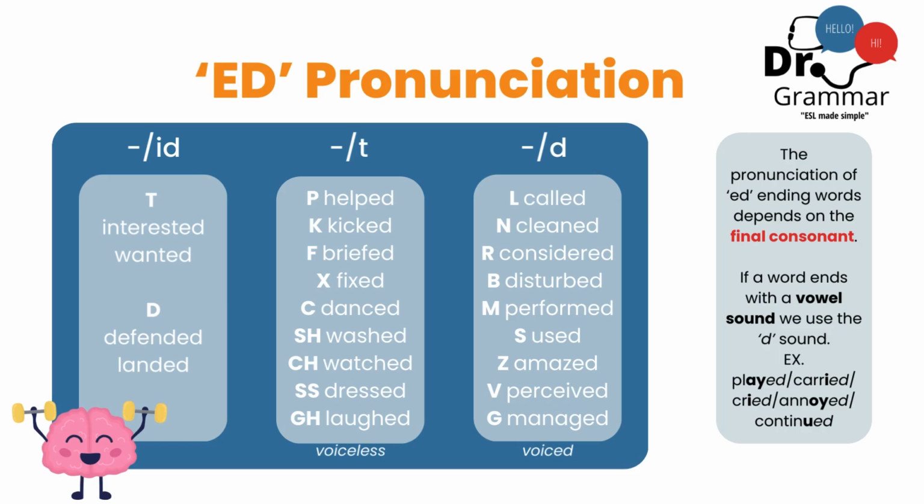Helped, kicked, fixed, watched, laughed. And if the words are voiced, ED will have a D sound. For example, called, considered, performed, used, perceived. Practice all of these words out loud and make sure you hear the id, t, and d sound when you finish.